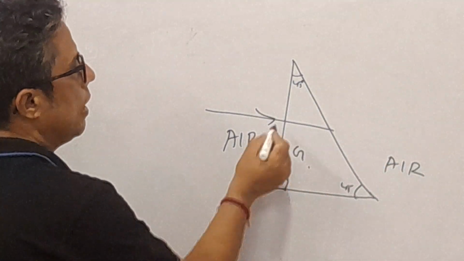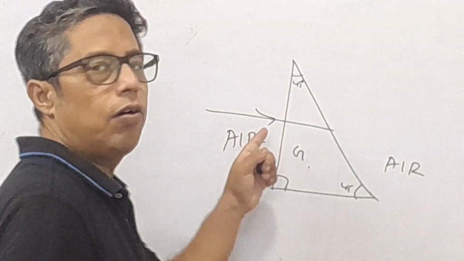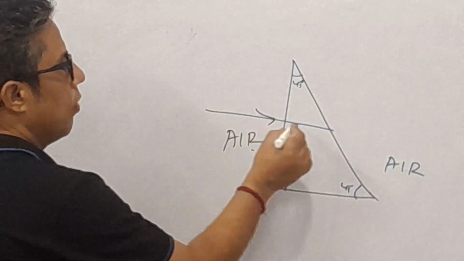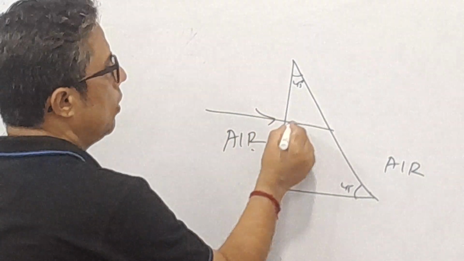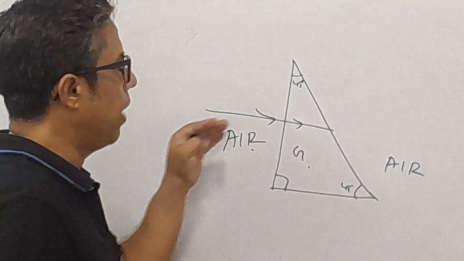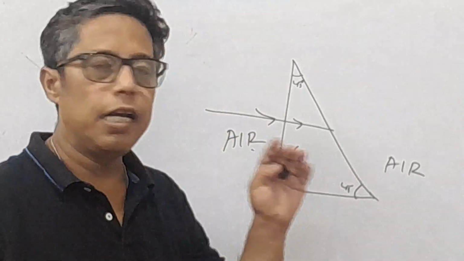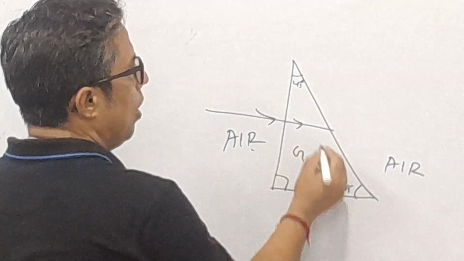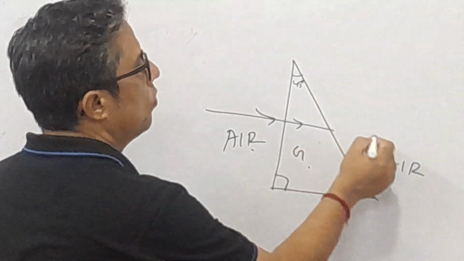So the air to glass incident angle is 0 degree because the light is passing through the normal. So I is 0, R will be 0. So light will pass from air to glass without any deviation. After that, it will fall here. It is supposed to refract from glass to air.